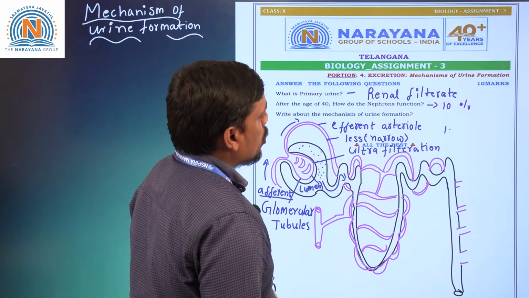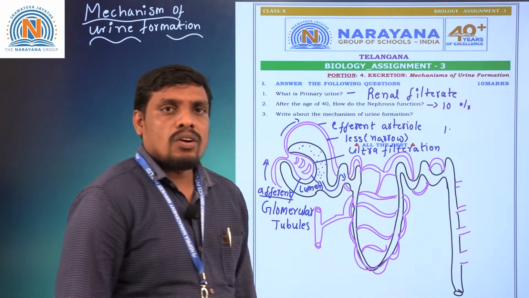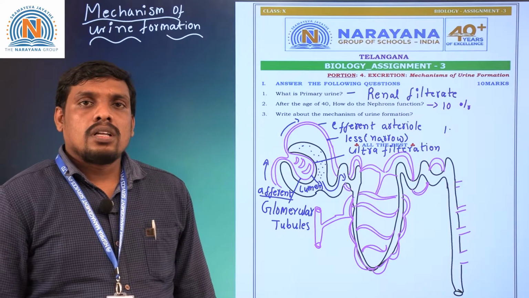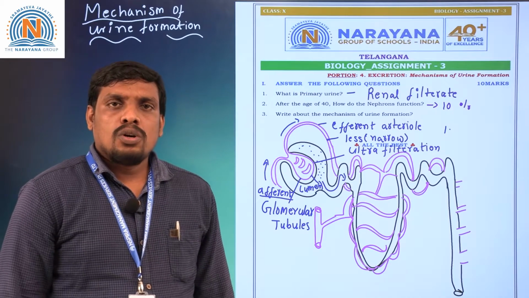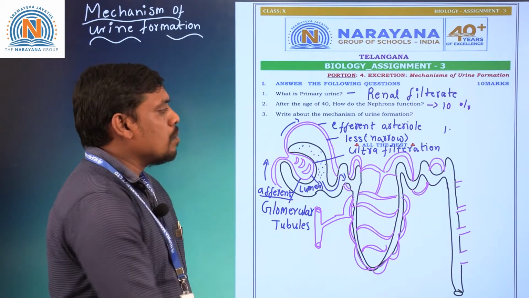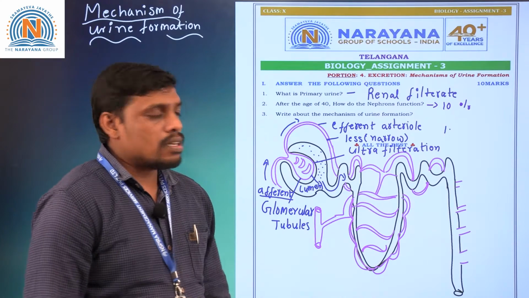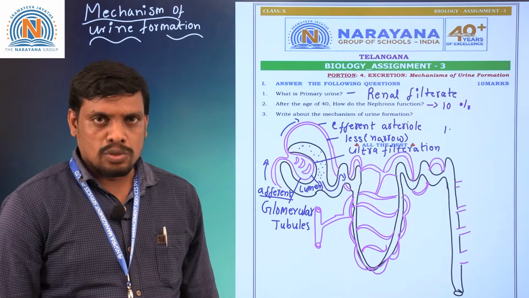What is primary urine? The renal filtrate formed by the glomerular tubules because of ultrafiltration is called primary urine.